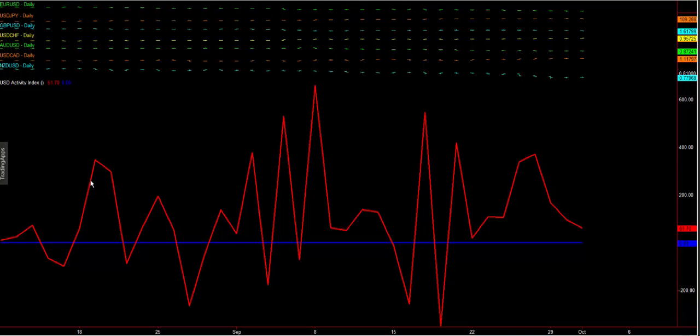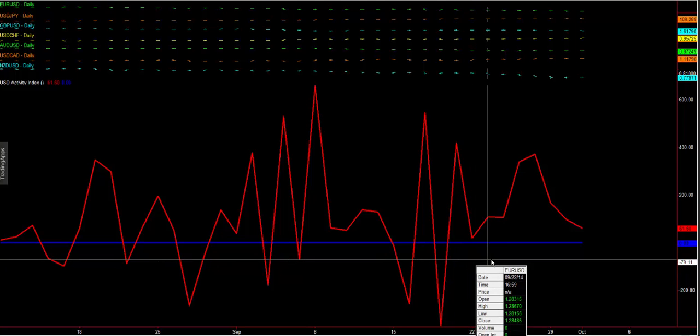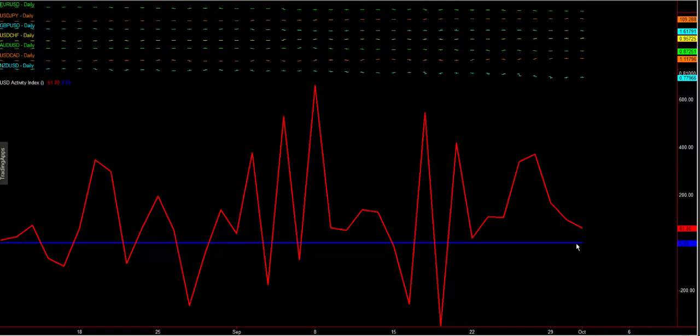This is our proprietary US dollar activity index. We can see on this daily chart that we've been above the zero line for about 9 straight days or so. That's a very good run. You can see here in the middle of September, we also had a very good run in early September.